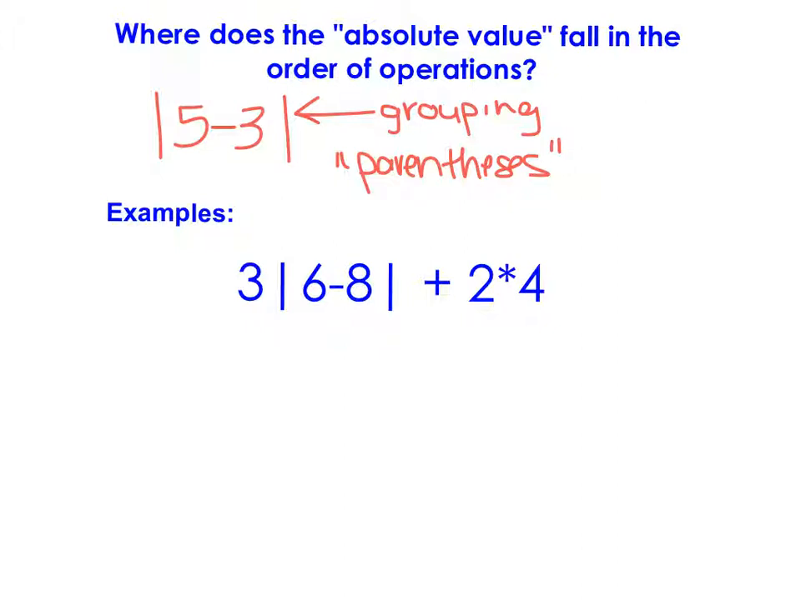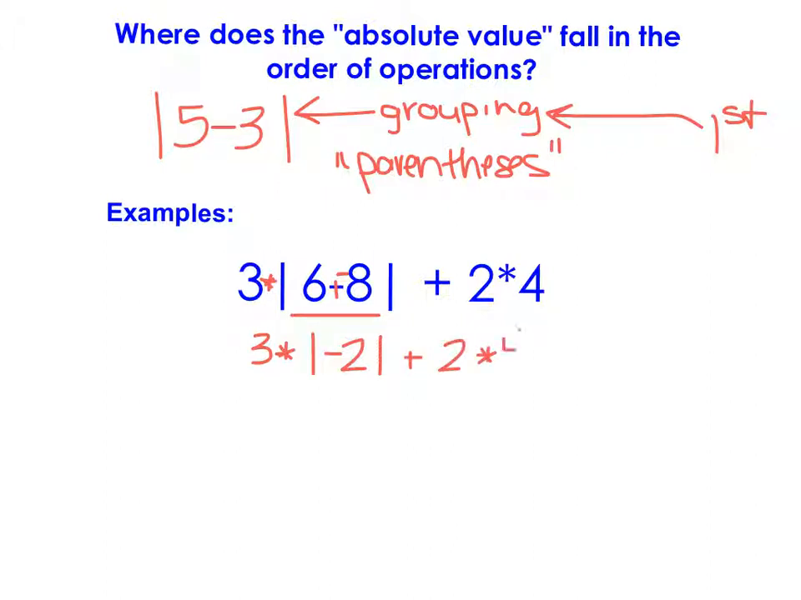So here, if we look down at this first example, we see that we have 3, remember smushed together means multiplication. So we have 3 times the absolute value of 6 minus 8, plus 2 times 4. And since absolute value is grouping, that's going to come first in our order of operations. So here, our first step is we're going to evaluate what's inside of the absolute value. So we have 3 times the absolute value, 6 minus 8, or 6 plus a negative 8 is negative 2, plus then 2 times 4.